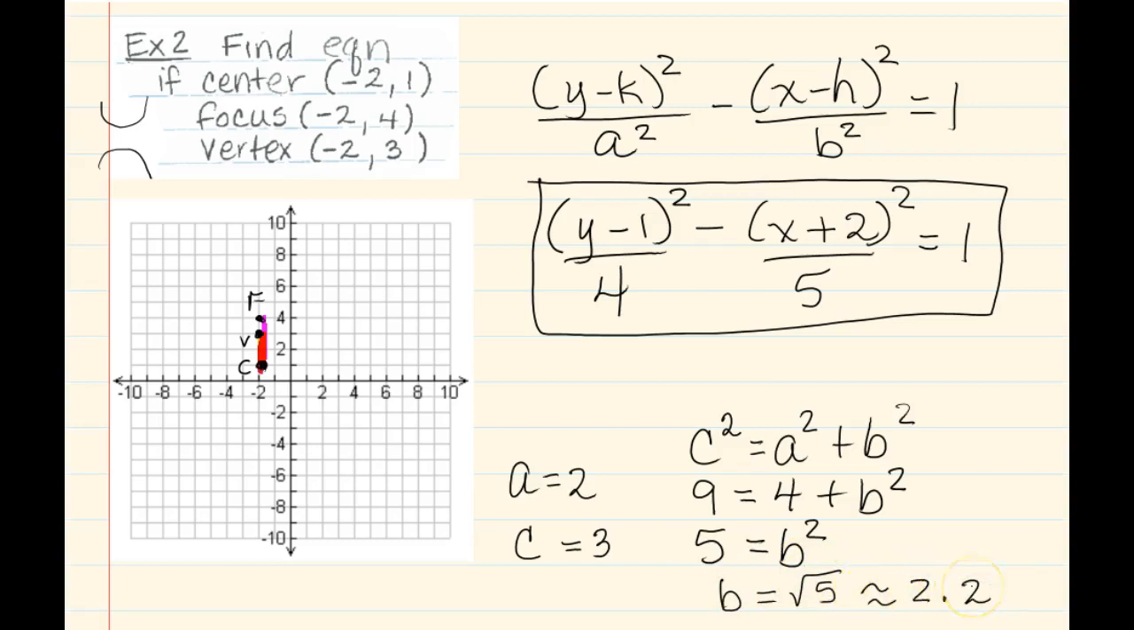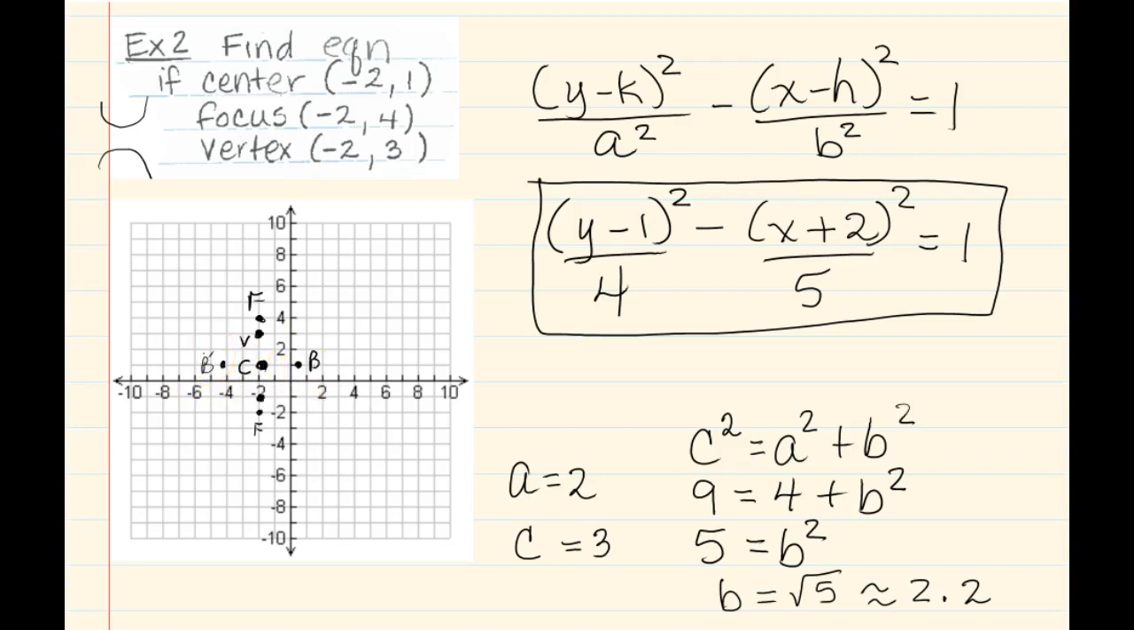Now, why am I doing that? So that we can finish graphing and practice our graphing. So let's graph the other vertex. So we go down to the other focus. We also need to find our b, which is 2.2. So from our center, we're going to go 2 and a little bit, and 2 and a little bit. Those are our b and b prime.